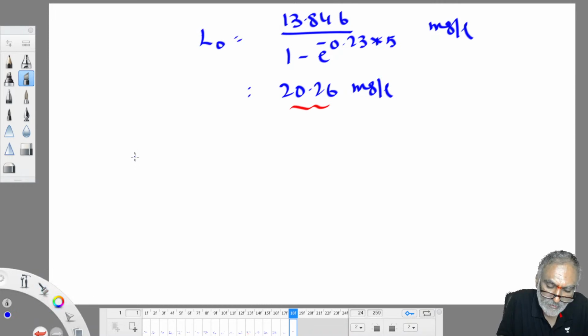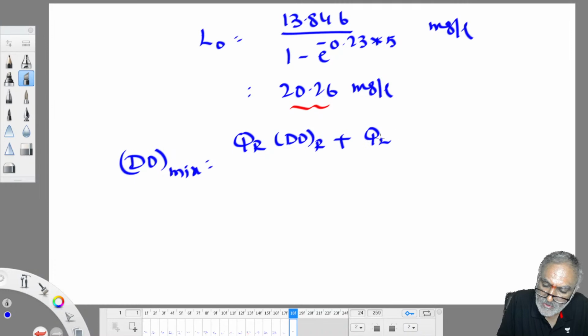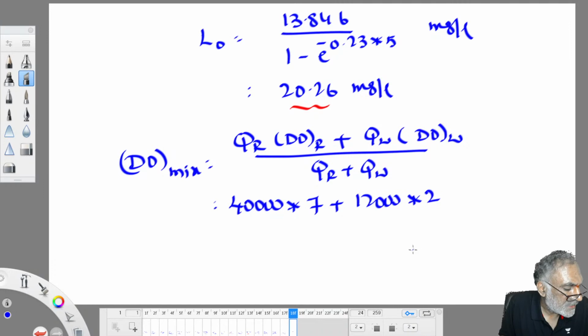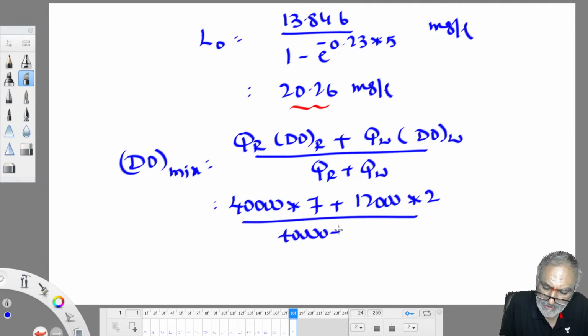Okay. And one more thing you have been asked to find out is DO mix. So DO mix is equal to Q river into DO river plus Q wastewater into DO wastewater, by Q river plus Q wastewater. So Q river is 40,000, DO of river is 7, Q wastewater is 12,000, DO of wastewater is given as 2, by 40,000 plus 12,000. Come on, how much is it?